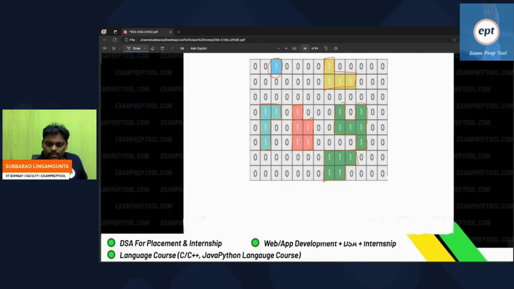Remember, these are not adjacent. You cannot say two diagonals are adjacent. So like this, how many can you count? 1, 2, 3, 4, 5, 6. 6 islands are there. Be careful, 6 islands. I hope everyone is fine now.